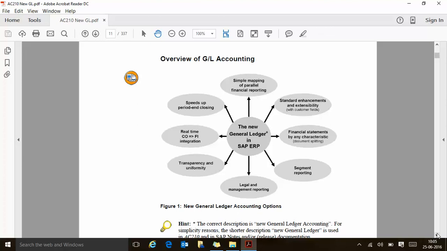Standard enhancement and extensibility with customer fields. You can enhance the existing tables in the new GL with the customer fields. So there are standard enhancements, BAPIs and BADIs given within new GL. Financial statement by any characteristic. So you can run the financial statement within the organization itself, like for profit center, for cost center, you can run the financial statements. You can see at individual level, characteristic level, the financial statements.